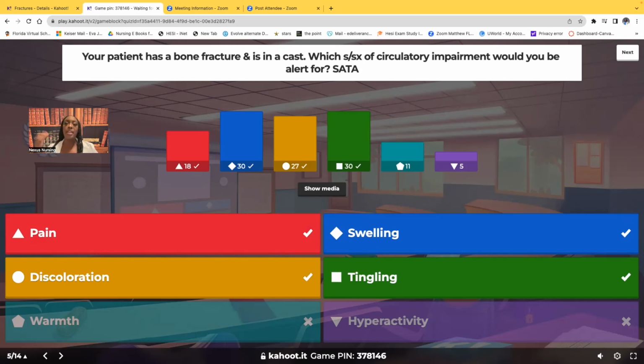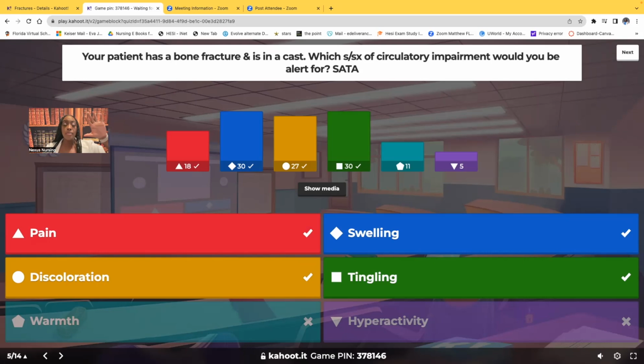So, guys, think about those P's that you would be assessing for decreased circulation. You'd be checking for pain. Paresthesia, that's that tingling sensation. Pallor, that's the discoloration. Paralysis, that's where they can't move the extremity. I'm missing 2 more P's.